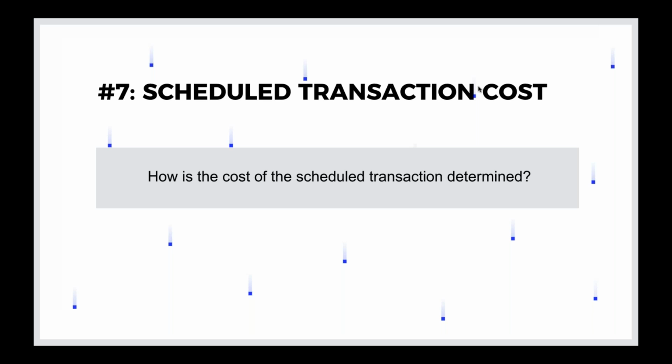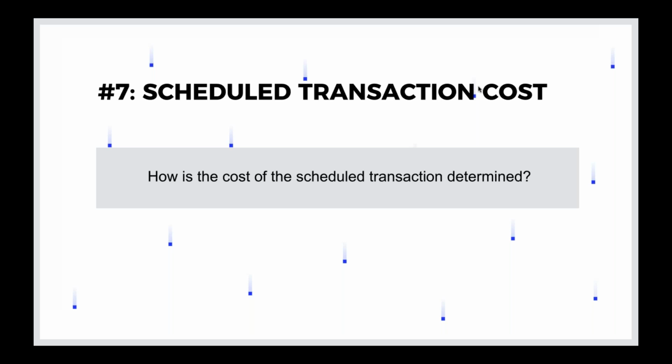Okay, so another question we have is, how is the cost of the scheduled transaction determined? Basically, the cost of the scheduled transaction is made up of a couple of parts. The first part is the amount of Ether that you want to transfer. So if you want to transfer 1 Ether, this will fall under the cost of the scheduled transaction, because this 1 Ether will be held in the smart contract, and will await its execution at the right time.